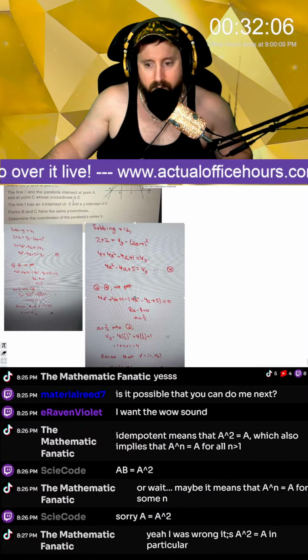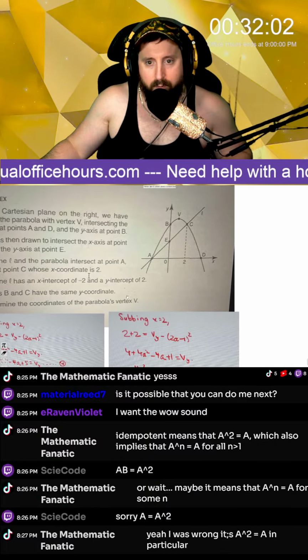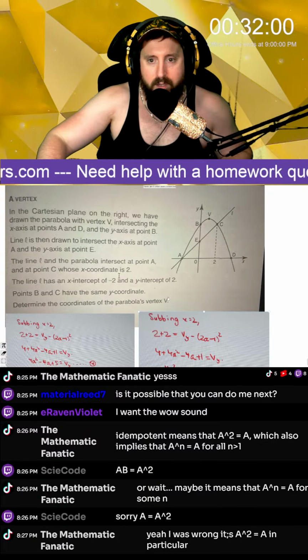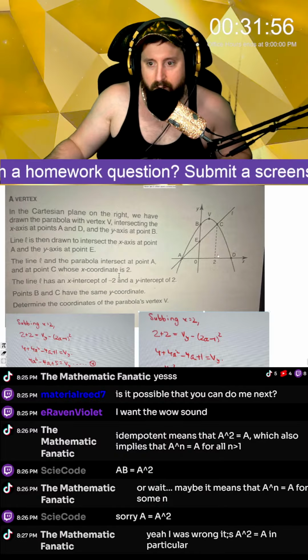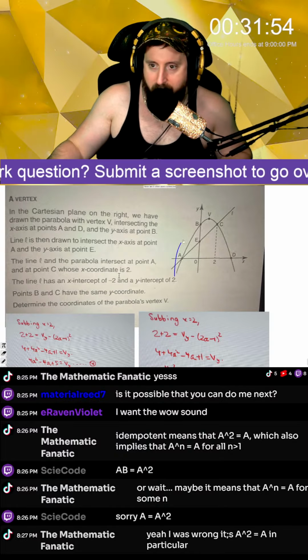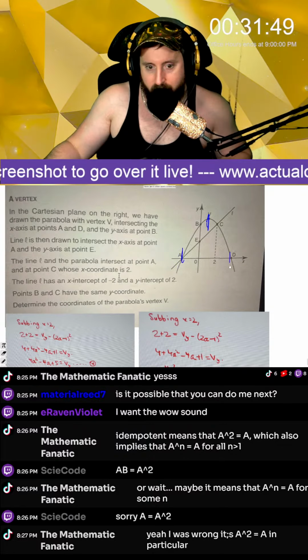Okay, so let's see. For this one, Material. He said, in the Cartesian plane on the right, we have a parabola with a vertex V intersecting the points at A and D. Okay, cool. If you have a parabola that intersects at A and D, then this must be the midpoint of these two, right? I agree with that.